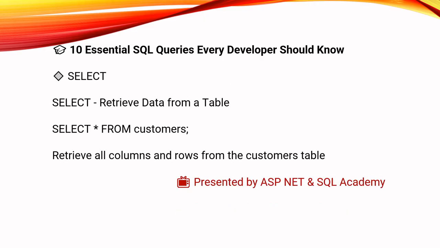The first query we will cover is the select statement. This query is used to retrieve data from a database table. The basic syntax is select followed by the columns you want to retrieve, and then the from clause specifying the table. For example, select star from customers retrieves all columns and rows from the customers table.